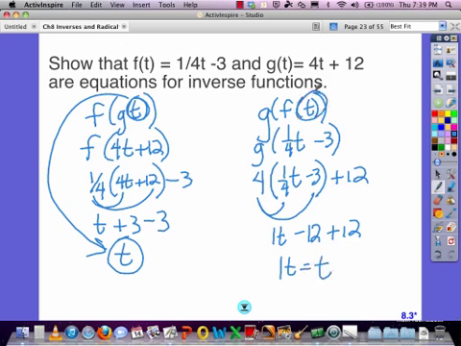And again, it's a yes. Show that there you started with a variable of t. You got out in both cases what you started with. So in fact, these two equations are inverses of each other.